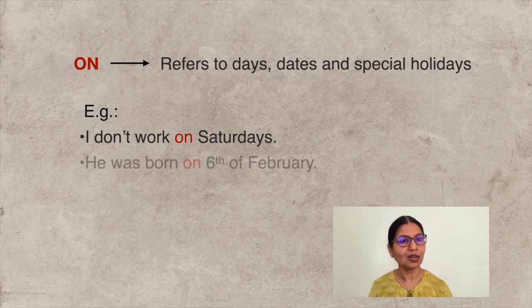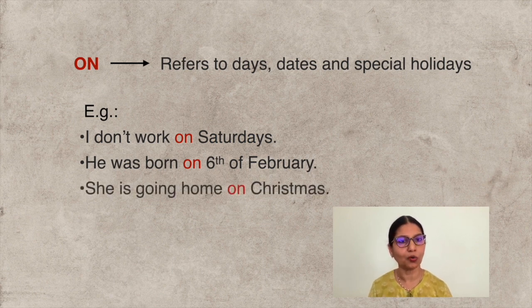He was born on the 6th of February. In this sentence again, the date is specified, so we have to use the preposition on. In the last one, she is going home on Christmas. Here I am talking about a special day and we have to use the preposition on.